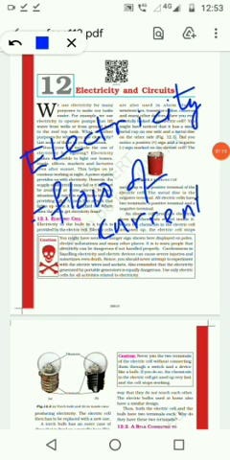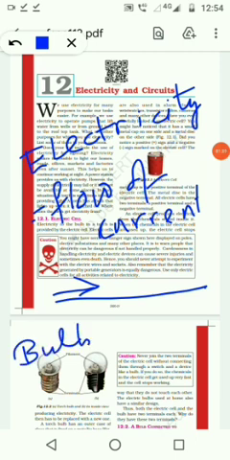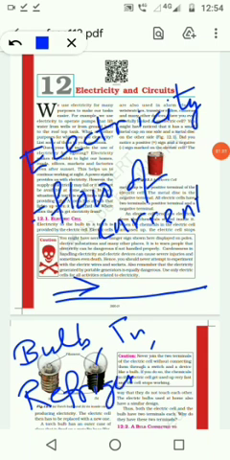Okay, so whenever there is a wire and there is a flow of current, then I say there is electricity. So if I have to talk about various electrical appliances, bulb, television, refrigerator, fan, light, all those things are there.